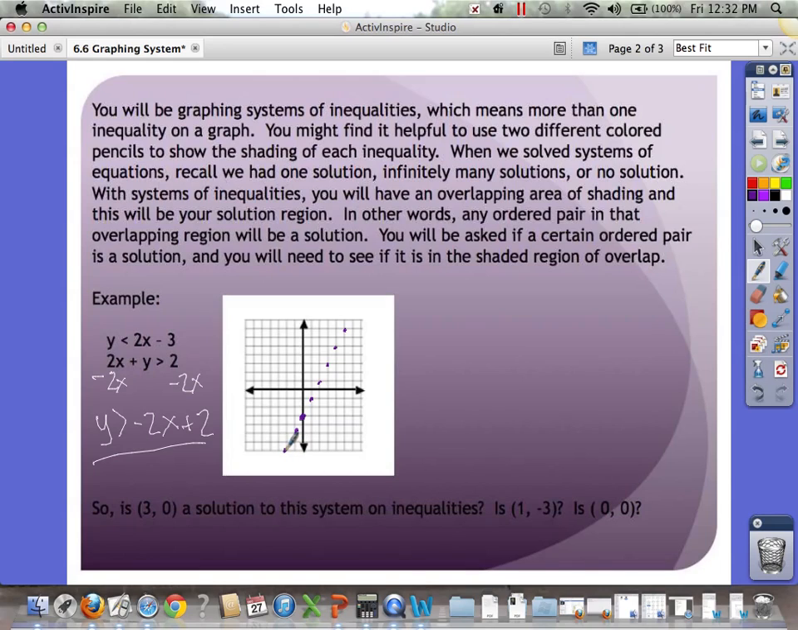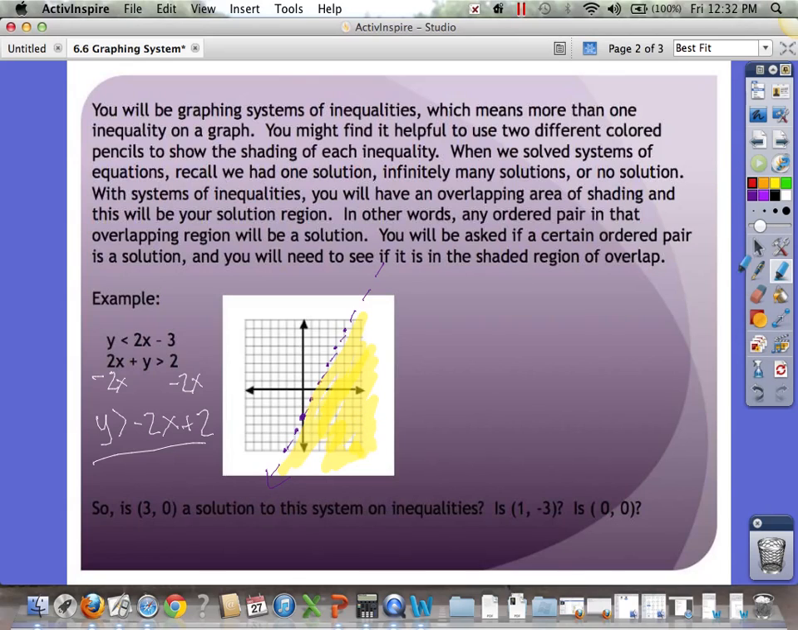Okay? And then you ask yourself, is this going to be a dotted line or a solid line? And because it's just less than, it is a dotted line. So you make dots, a broken line. Okay? And we have to shade. Each part has to be done as you're doing it. So this is going to be less than. So that means all the answers underneath it are true. Okay? So that's the first inequality.